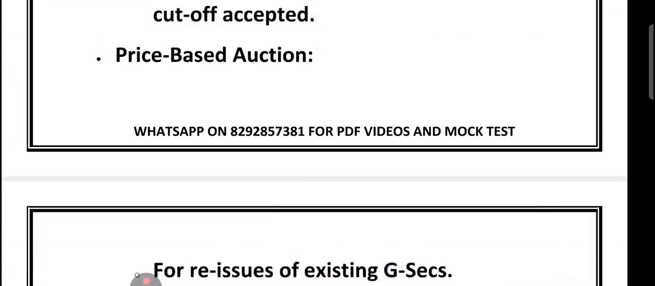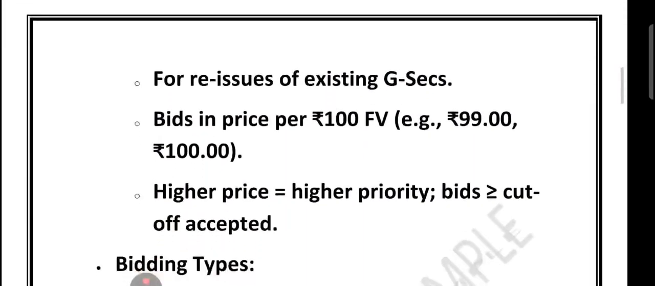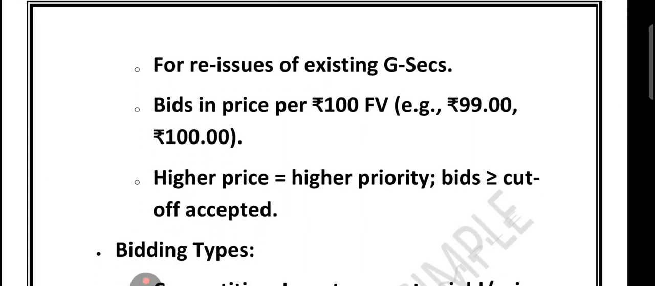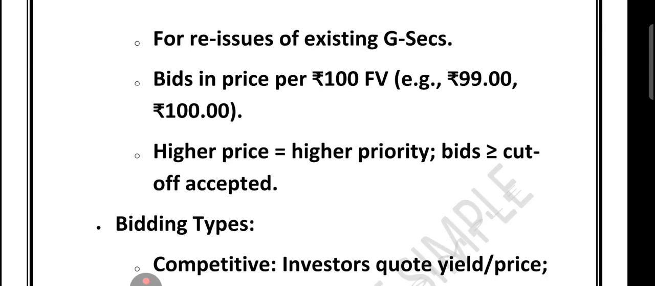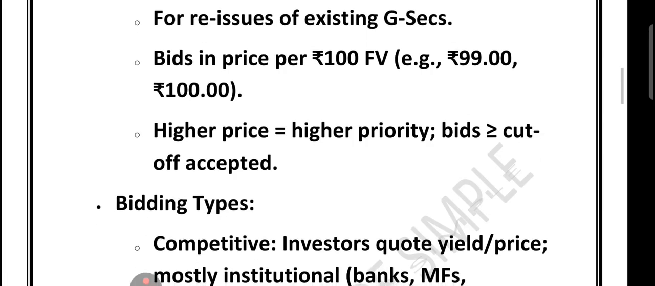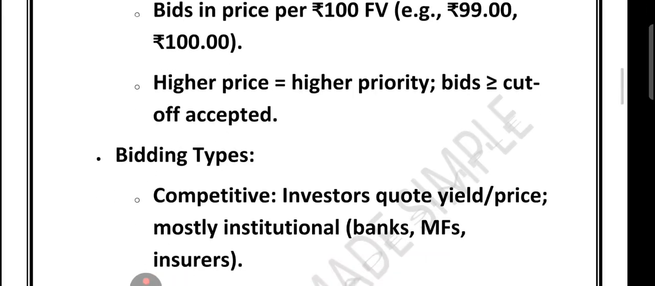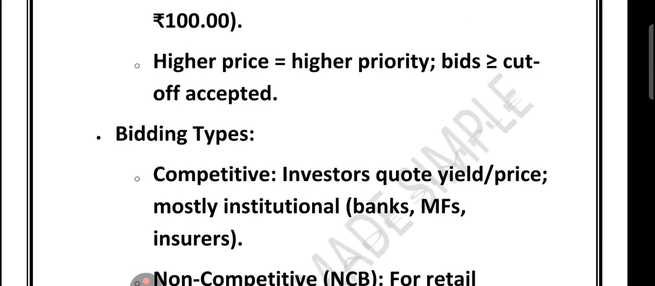Then we have the second kind of bidding, called price-based bidding, or price-based auction. This is used for reissue of existing government securities. So we have a government security existing and we want to reissue it. Then price-based auction is used. Here bids are quoted in price per 100 rupees face value, right? For example, 99 rupees or 100 rupees. In this case, higher price gets higher priority, because the higher the price, the lower the yield for the investor. So bids equal to or above the cutoff price are accepted.